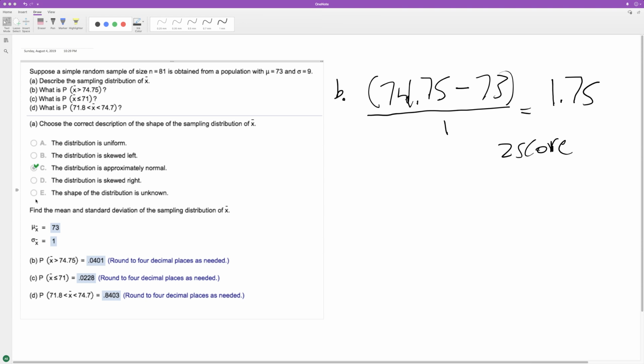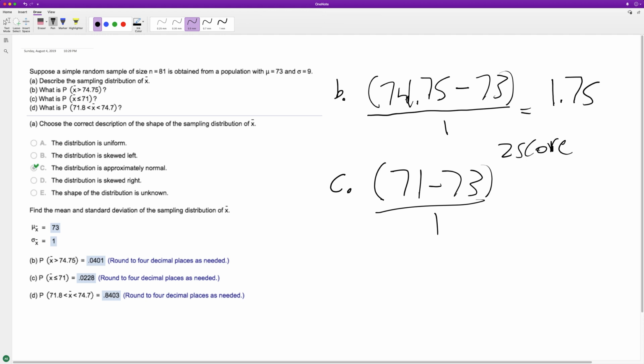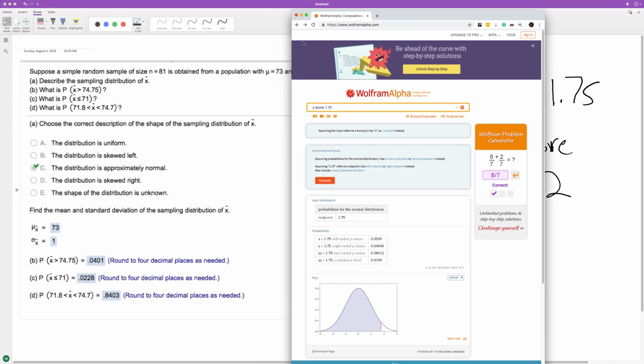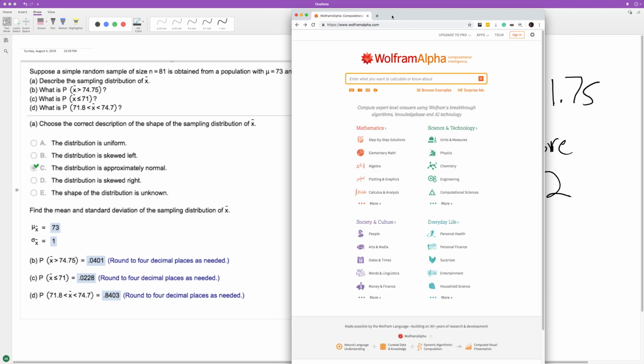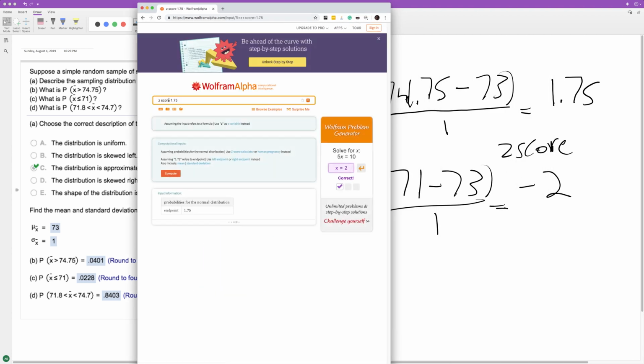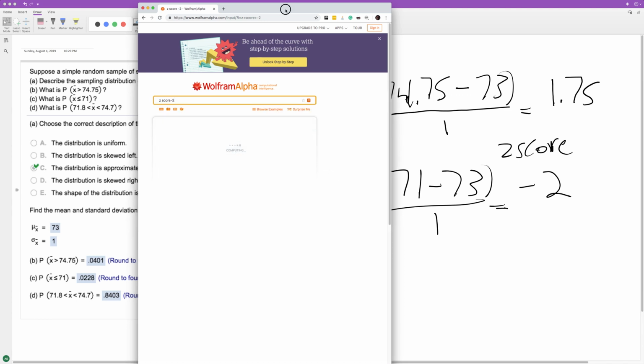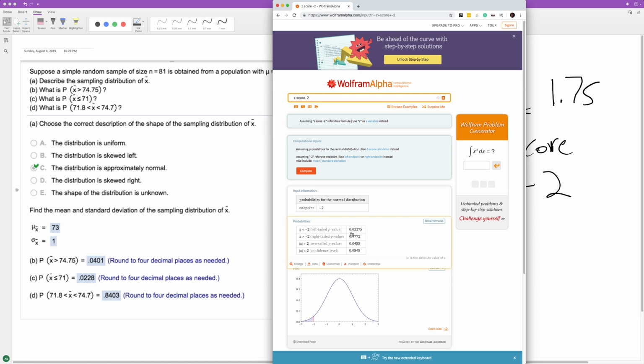Same principle for C. For C, what we're going to do is 71 minus 73 all over 1, but we want the left tail, the left-hand side, so it's going to be equal to negative 2. So everything left of 71. So in this instance, I can just go back. Z-score negative 2: 0.02275, round the 5 up, the 7 becomes an 8. And that's how we end up with what we have for part C.